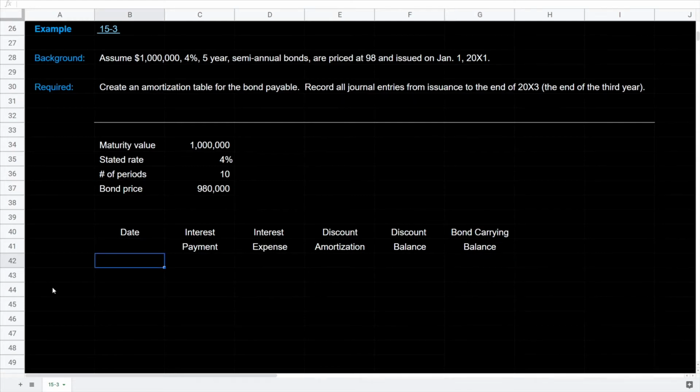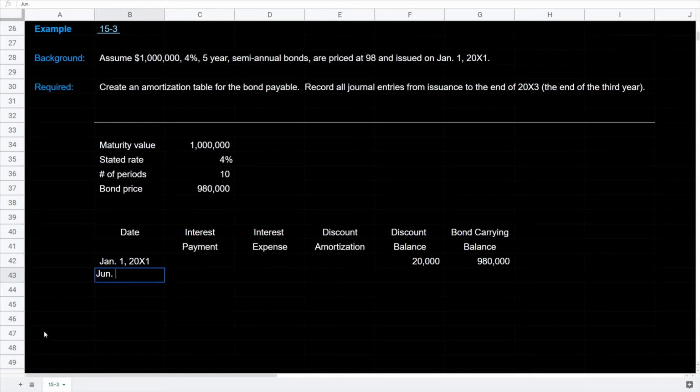The first date will be the date of issue. So that'll be Jan 1, 20x1. And on this day, we know that the bond was issued at a price of $980,000. So the carrying balance on the first day will be $980,000. And the opening discount balance will be the maturity value subtract the price, or $20,000.